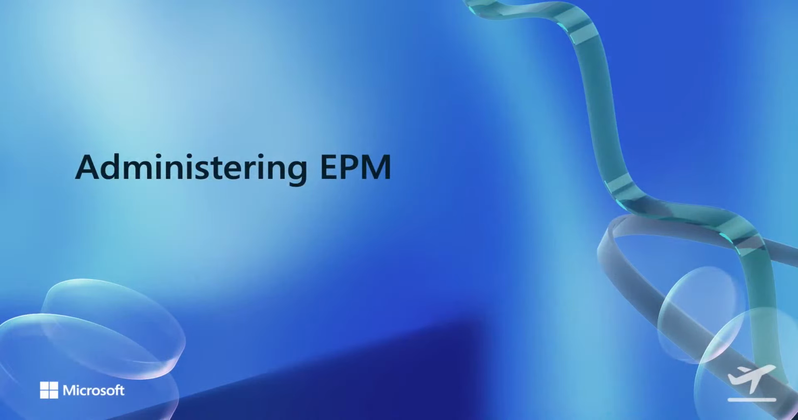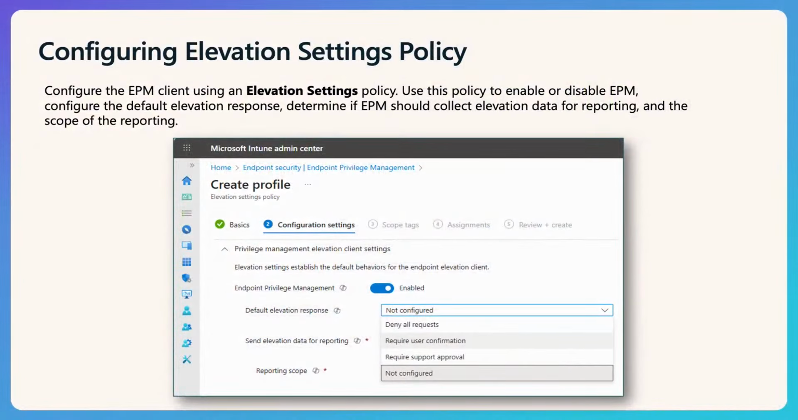So how do we administrate EPM? First of all, we need to create a settings policy. That settings policy is the default behavior of EPM on your Windows client. The first thing we do is enable it, then we have the default elevation rule. As I mentioned earlier, the most restrictive one is deny all requests. So a standard user will not be able to elevate anything unless there's a rule on it.